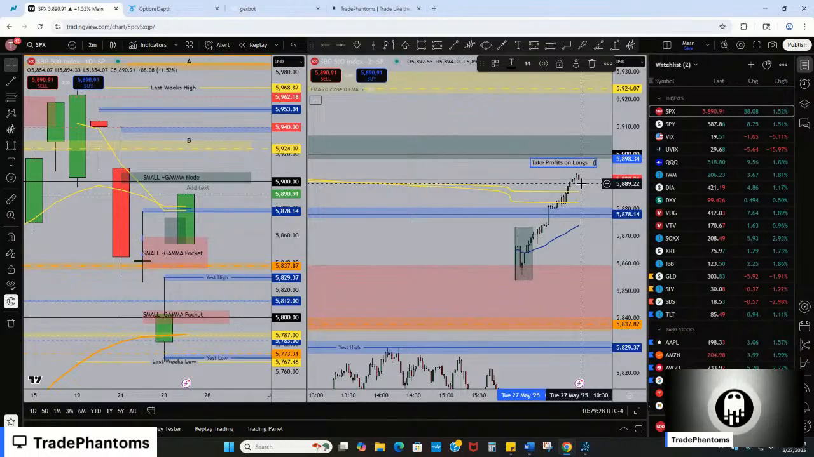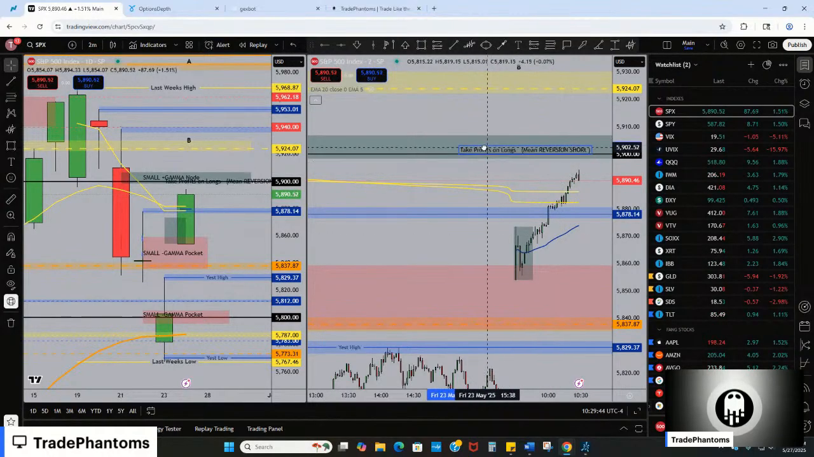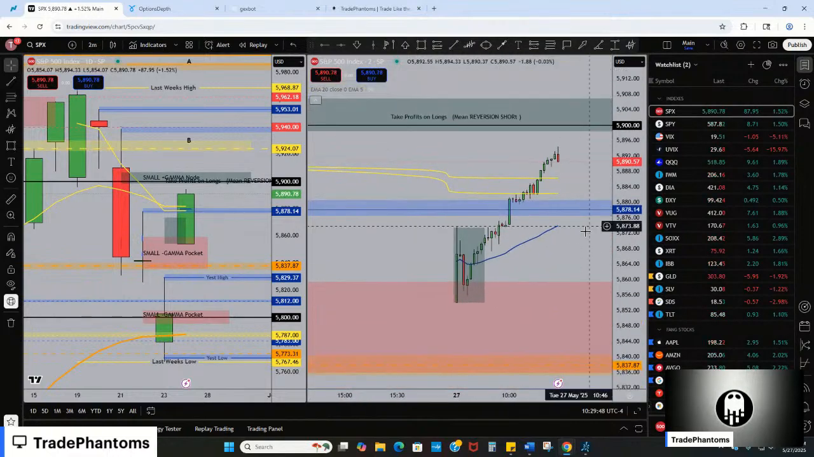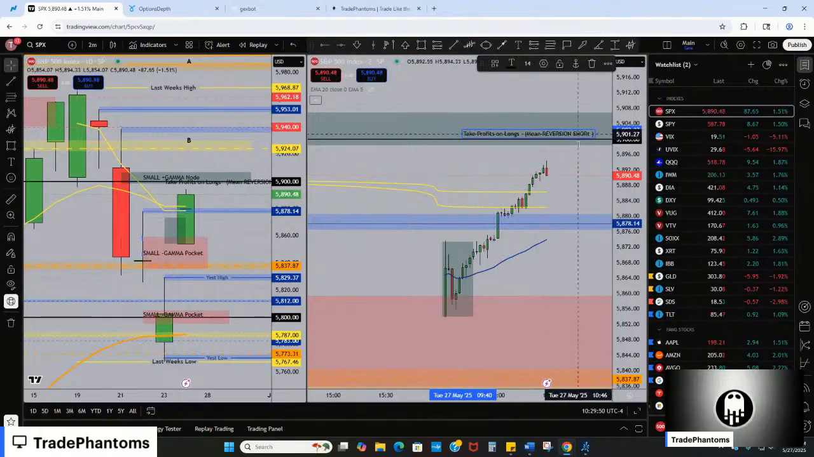and then we could take a potential mean reversion short up around here, at the 5,900.